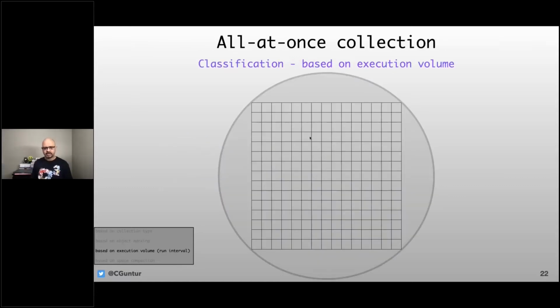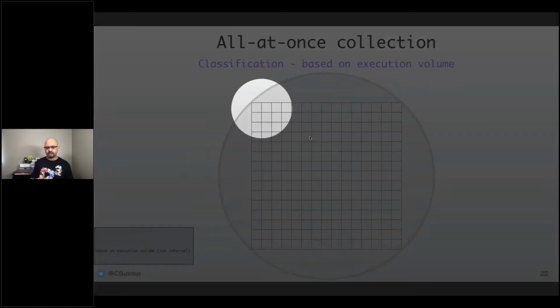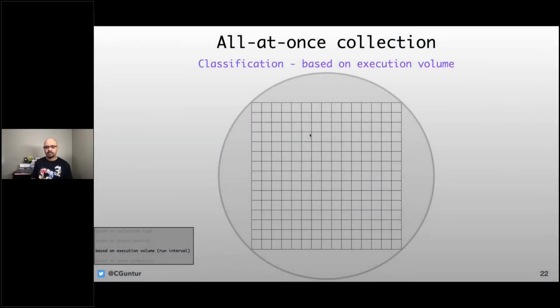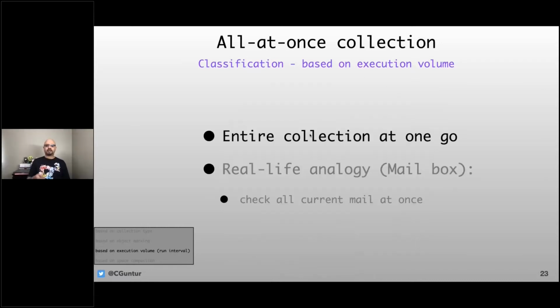An all at once collection is where you scan the entire memory region in order to find out if there is garbage and you discard it. So you're basically not determining a chunk of memory that you want to look at. You take the entire memory footprint and you want to take a look if there is garbage in there or not. So the real life analogy is basically if you have a lot of mail in front of you, you're checking all the mail at once. You have to check the entire collection. As you can imagine, this will be slower, but this is sometimes required.